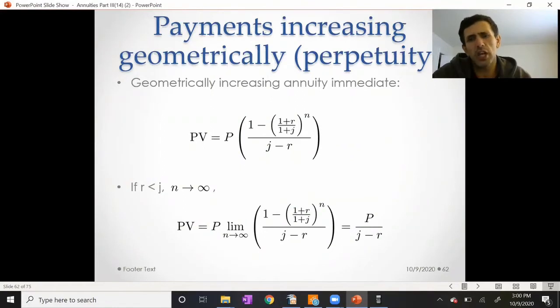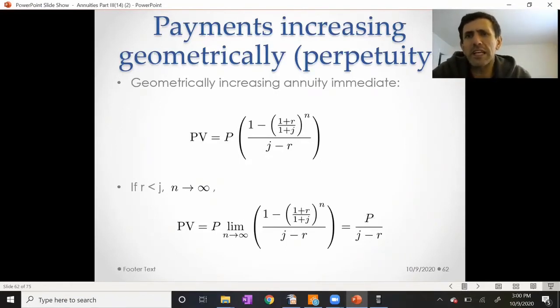Whereas when R is less than J, even though payments are increasing by 100 times R% each period, interest is bigger than R, so the effect of discounting counteracts the increasing nature of the payments, so that you actually do get a finite number when you add up the present value of all these payments. Now that didn't quite make sense. It's not a huge deal, though it really should make sense. What's important is just to understand this formula. And I'll do an example in a moment.